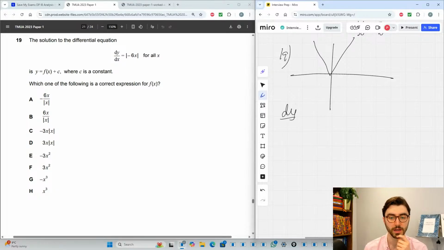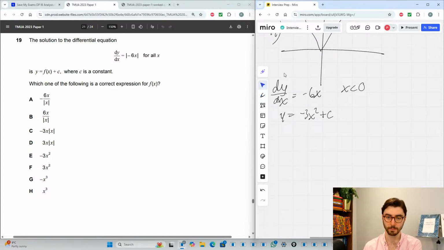So in other words, dy dx is equal to minus 6x for all x less than 0. So we can just say that y is equal to the integral of that, which is minus 3x squared plus c for negative x. For positive x, I can say that the gradient is instead equal to 6x, so y would be equal to 3x squared plus c for positive x. And when x equals 0, it's equal to plus c.